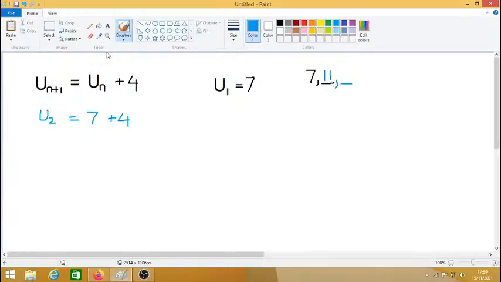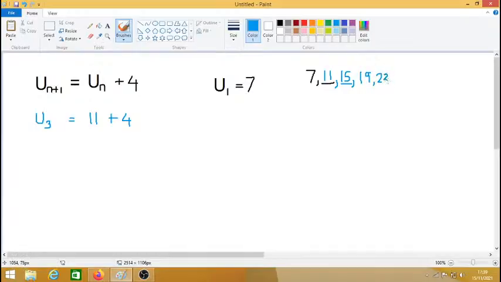Okay, and then the third number, how are we going to get the third number? We do the same again, but this time feeding in the 11. So to get the third number, the next number along, we take the number we're currently looking at, which is 11, and we add 4, and that gives us 15. So our next number along is 15. And we can just keep doing that and keep doing that, and you'd end up with the sequence of numbers.